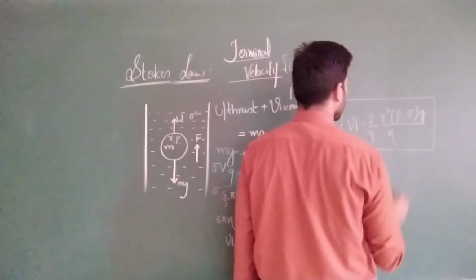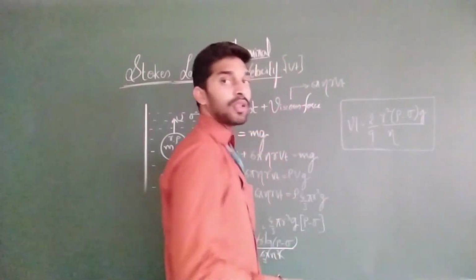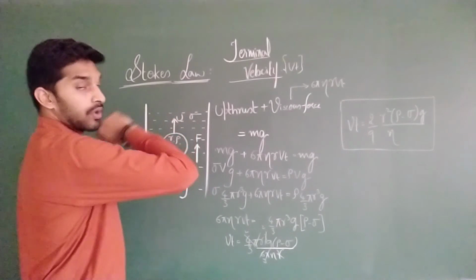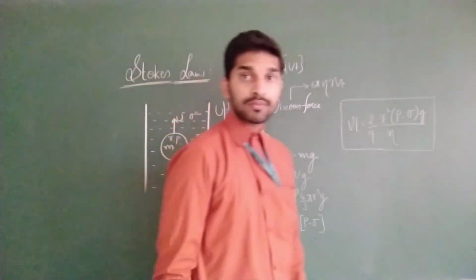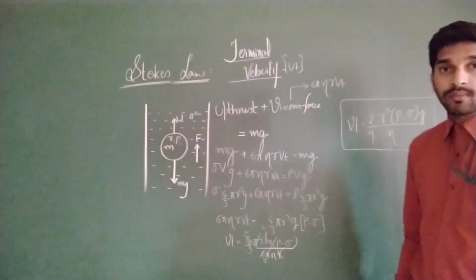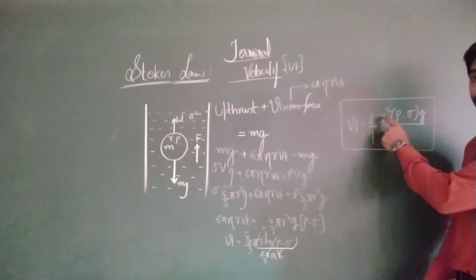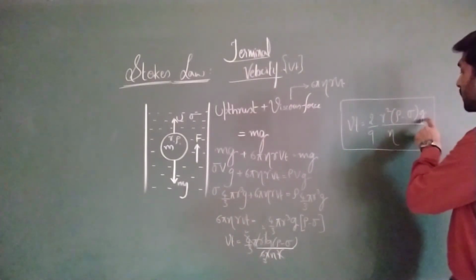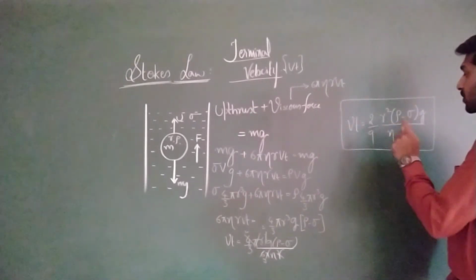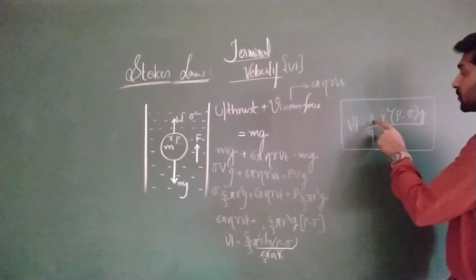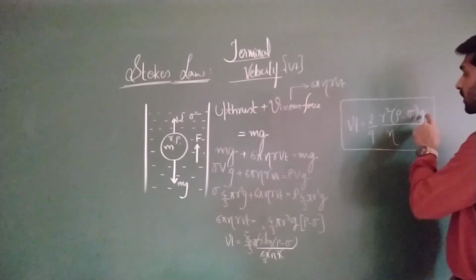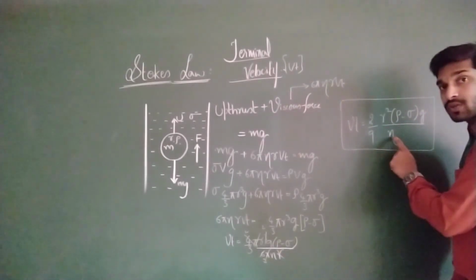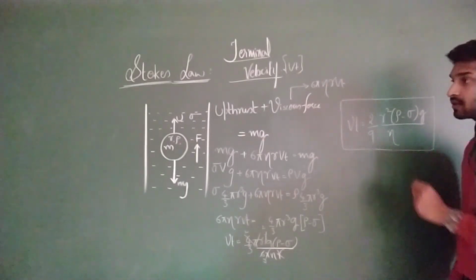This is nothing but the expression for terminal velocity. This is nothing but Stokes law. Can you able to see? Vt is equal to 2 by 9 r square rho minus sigma into G, divided by 9 times the coefficient of viscosity eta.